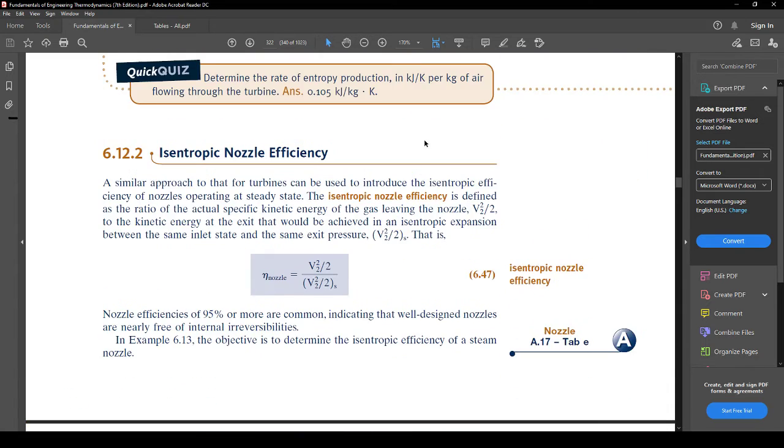We're going to move on to a nozzle. So nozzle efficiency. It says a similar approach to that for turbines can be used to introduce the isentropic efficiency of nozzles operating at steady state. The isentropic nozzle efficiency is defined as the ratio of the actual specific kinetic energy of the gas leaving the nozzle to the kinetic energy at the exit that would be achieved in an isentropic expansion.